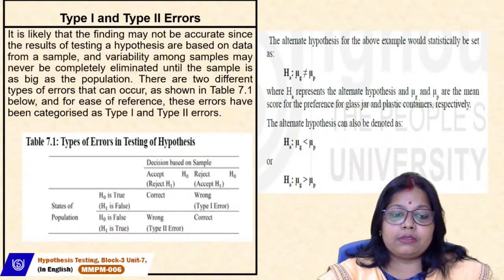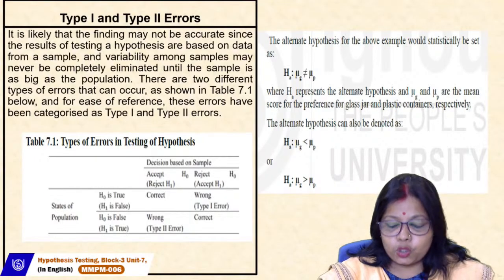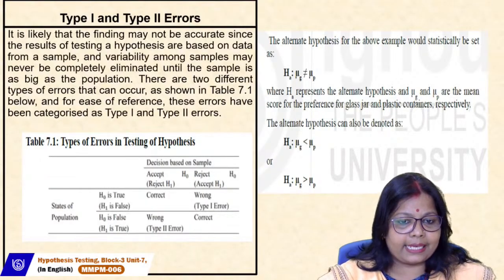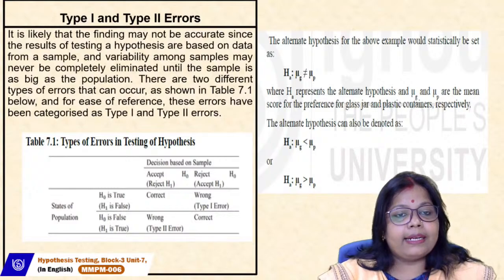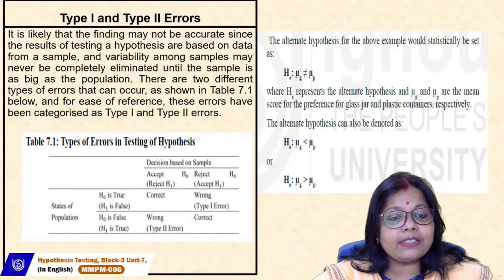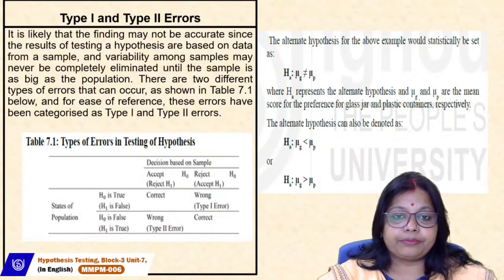But if the statement is false and it is rejected, then it is a correct decision. So wrong decisions are known as errors. We understood what an error is. Now what is type 1 error? Type 1 error is when we reject the null hypothesis when it is true, and accepting the null hypothesis when it is false is known as type 2 error.